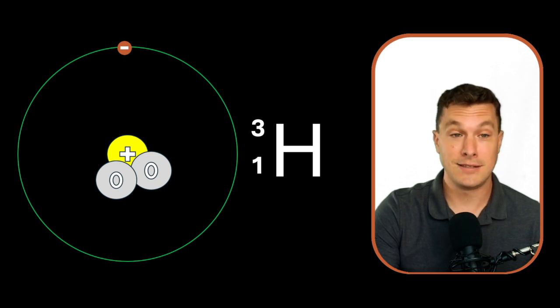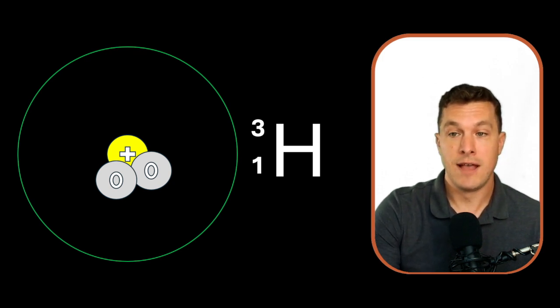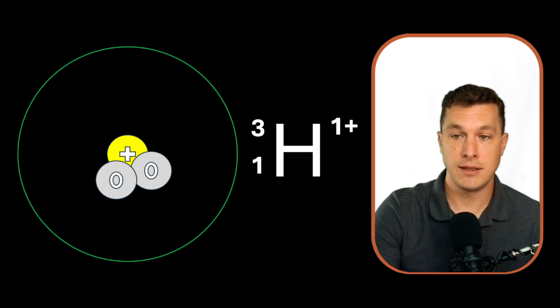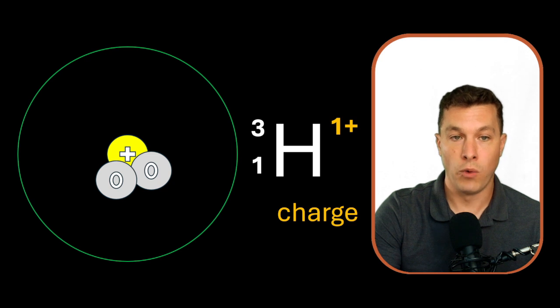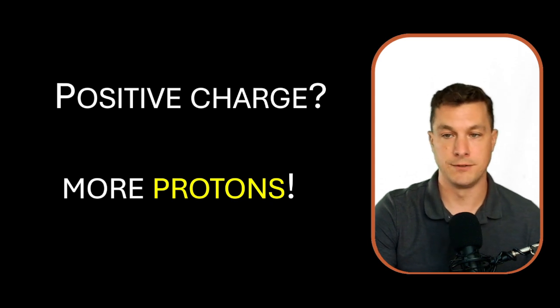In any case, let's imagine that we remove an electron from hydrogen 3. Boom. Goodbye, electron. Now it has one positively charged thing and no electrons. That makes it overall positively charged. So we write a little charge in the top right there. In this case, it's +1. That positive charge means we have more protons. So whenever you have a positive charge, you got more protons.